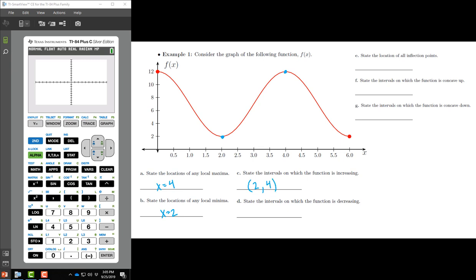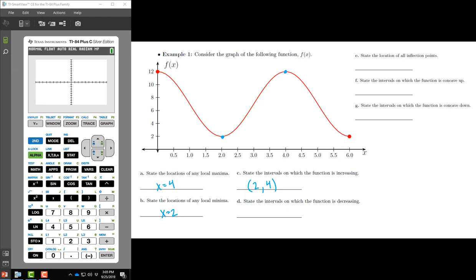And we're using parentheses here because at the point of bottoming out or at the point of topping out, you're no longer increasing or decreasing. So that's why we're never going to include the endpoints in any of these intervals. So I'm increasing from the min to the max.